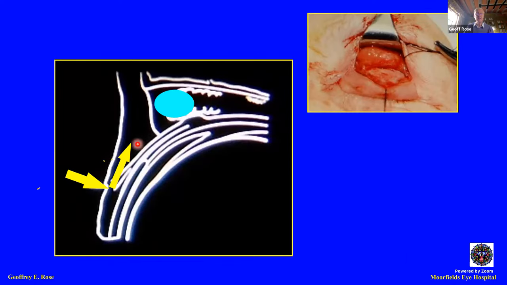And once you're there, it's tempting to go straight back towards here, but again, you're liable to damage the levator apparatus. So deliberately go further peripherally and aim to open the septum rather closer to the arcus marginalis to get into the extraconal space. And that way you'll avoid levator damage.